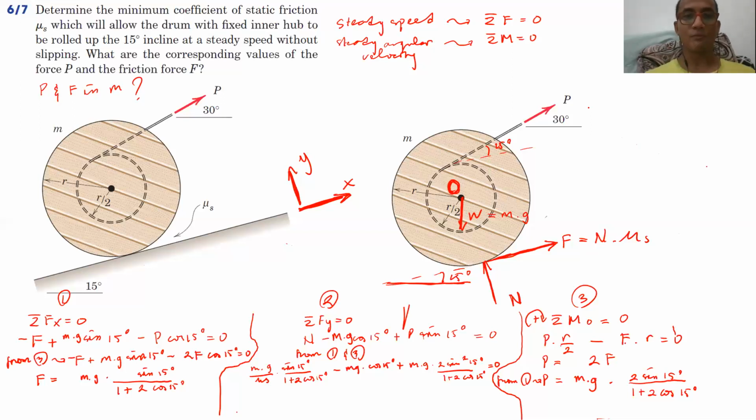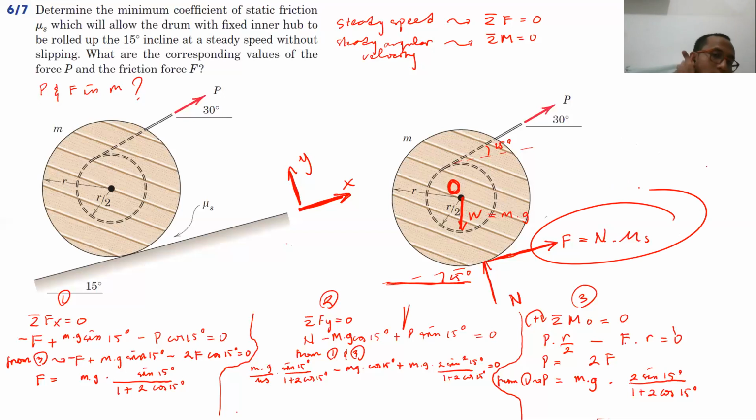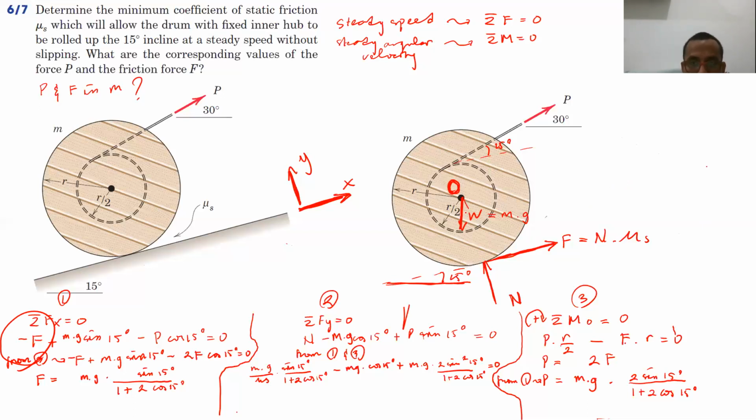So the first thing that I will use is sigma Fx equal to 0. Remember our x direction is inclined 15 degrees from the horizontal. So using sigma Fx equal to 0, what I will have there will be this one. If going to the left is positive, that's why I have minus F. Then I have mg sin 15 degrees because the angle here is supposed to be 15 degrees.